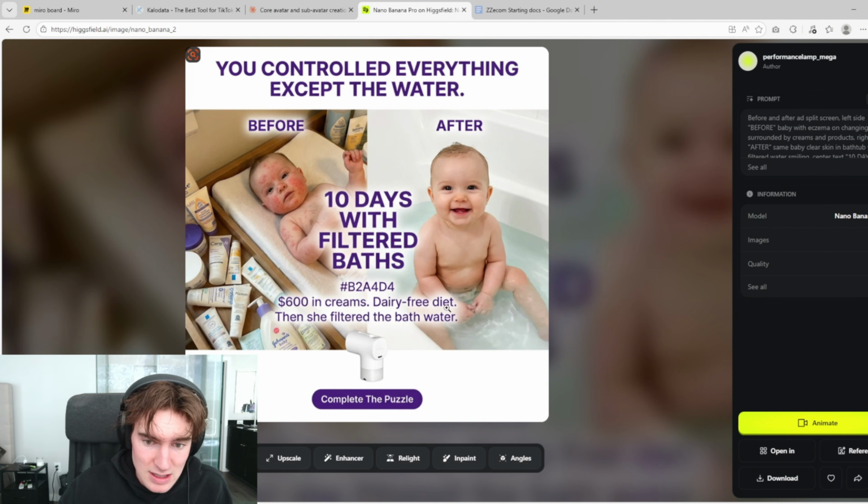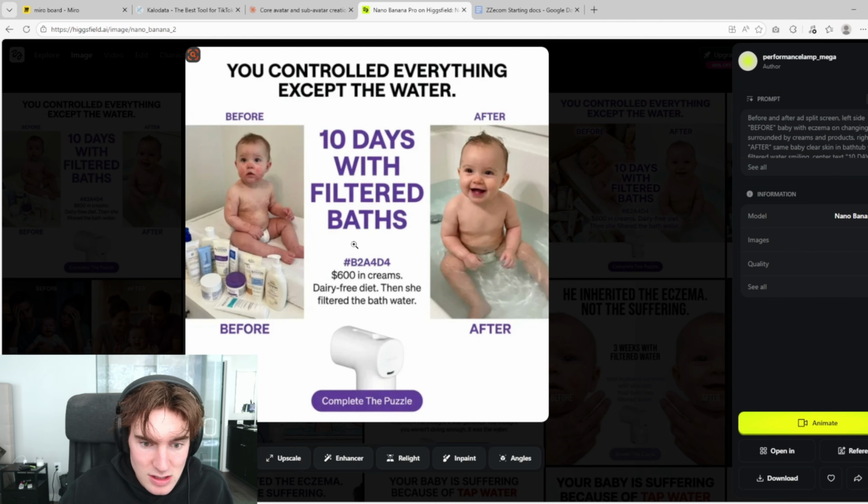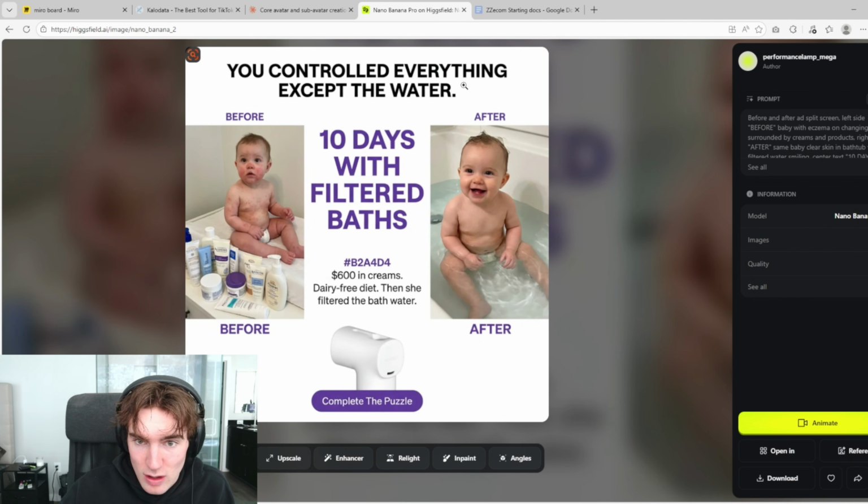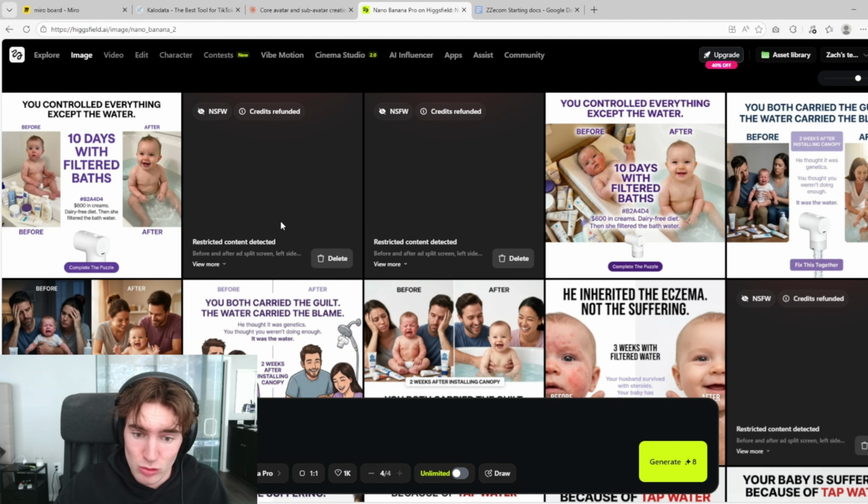600 in creams, that dairy-free diet. Then she filtered the bath water. Boom. Got the clear skin and everything. Let's see what this one's looking like. You control everything except the water. Before and after. Before, you got all the creams. 10 days with filtered baths. After, boom, 600 in creams, dairy-free diet. Then she filtered the bathwater. So again, really good ads that I would launch and test with this angle.